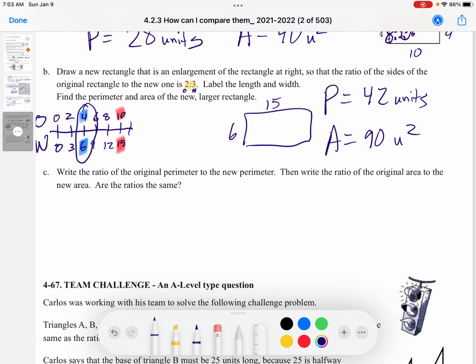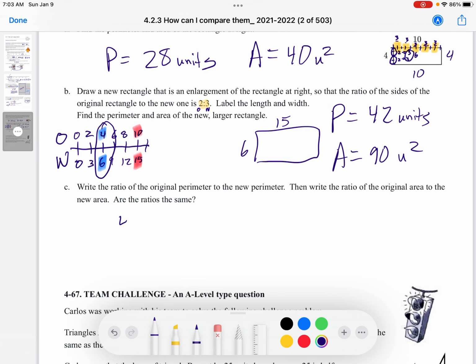And now write the ratio of the original perimeter to the new perimeter. So the original perimeter is 42. I'm sorry, original to new, my bad. So that should be 28 to 42. And then write the ratio of the original area to the new area.